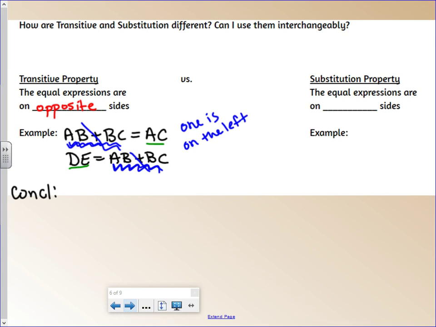So my conclusion would be that DE equals AC, and my reason, so by transitive property, and I'm in the algebra world, and I know that because there's an equal sign right here. So transitive property of equality.